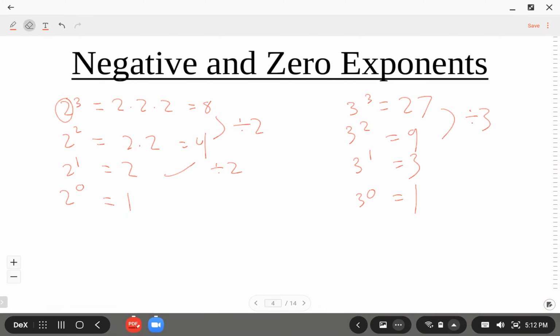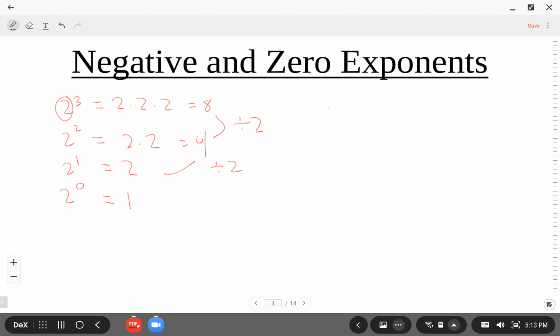So, now let's go over negative exponents. Let me erase this example with a 3. I'm going to keep this 2 example. So, first let me introduce the formula for negative exponents. a, which would be the base, to the negative n, and n is going to be the exponent, equals 1 over a to the n. So anything to a negative exponent is going to be 1 over that base to a positive n.